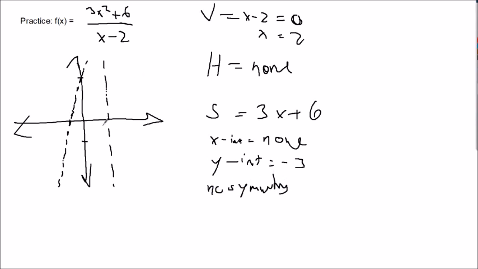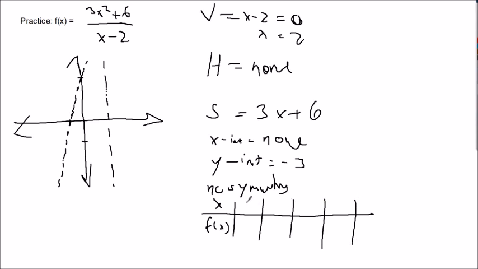So now we have to plot points, and plotting points is annoying, but it has to be done. So let's do x and f of x. Our vertical asymptote is 2, so we're going to do every value below 2 and every value above 2. So we do 1, 0, -1, -2, and then we do 3, 4, 5, 6. This should get me quite a lot of information about the graph. Maybe not 6, maybe just 5, and then I'll probably add -3 as well at the end.